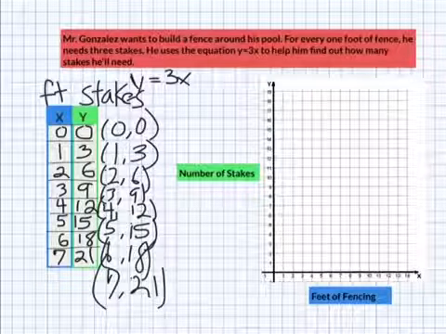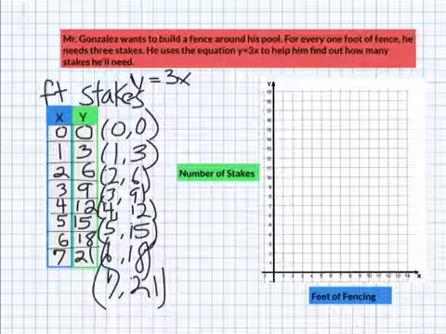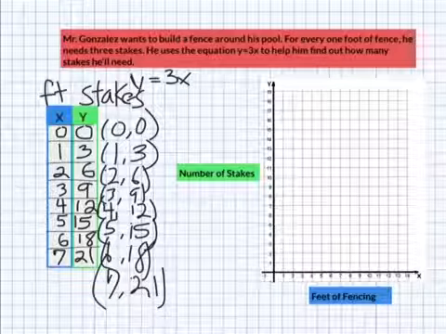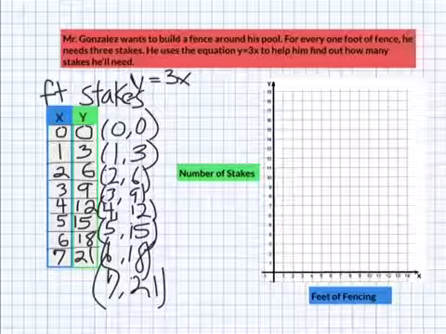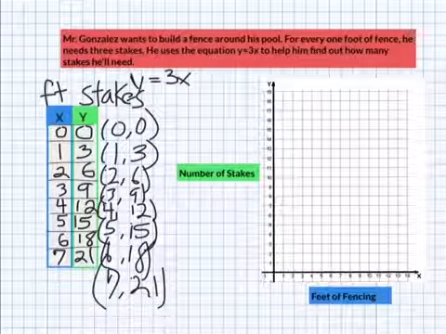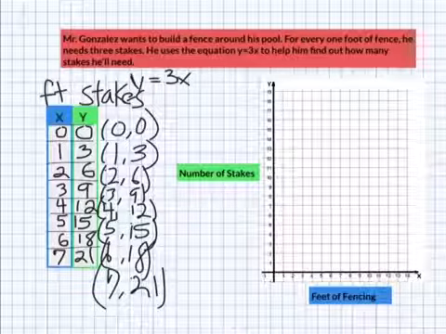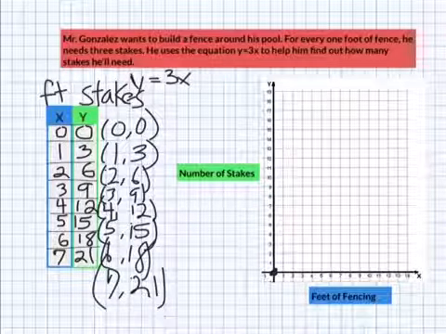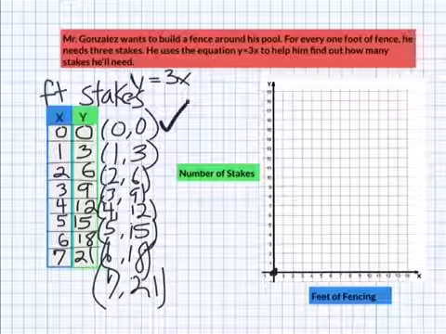So, since we know that our x is the number of feet of fencing that we're using and y equals the number of stakes we need, we want to graph our first point. Our first point was (0, 0), which is the origin. So we're going to put a dot on (0, 0), and I'll make it a little bit neater to show that that's our first point on the line. All right, we checked that point, we've graphed it.